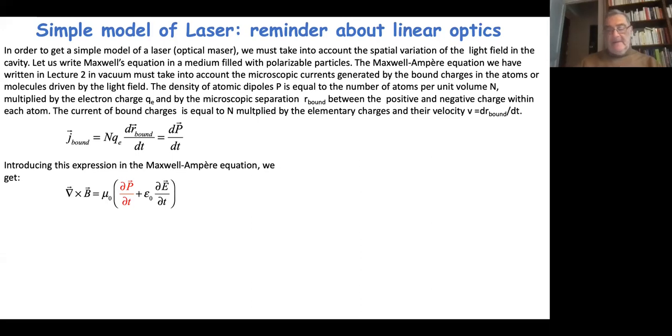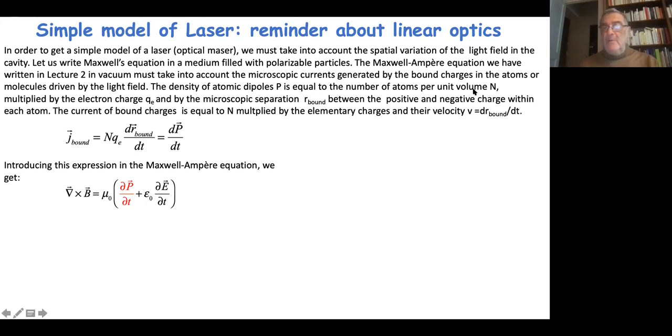For example, in a laser cavity, you have a field which is a plane wave going in one direction and the other. And in order to understand how the field propagates, you have to take into account the fact that the atoms correspond to a microscopic current in the cavity. And I have tried to explain this here. First of all, you have to compute the density of atomic dipoles, how many dipoles you have per unit volume.